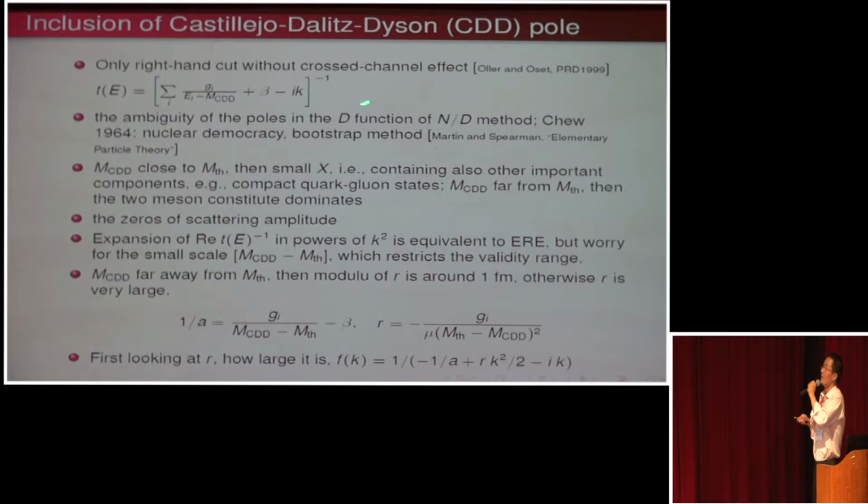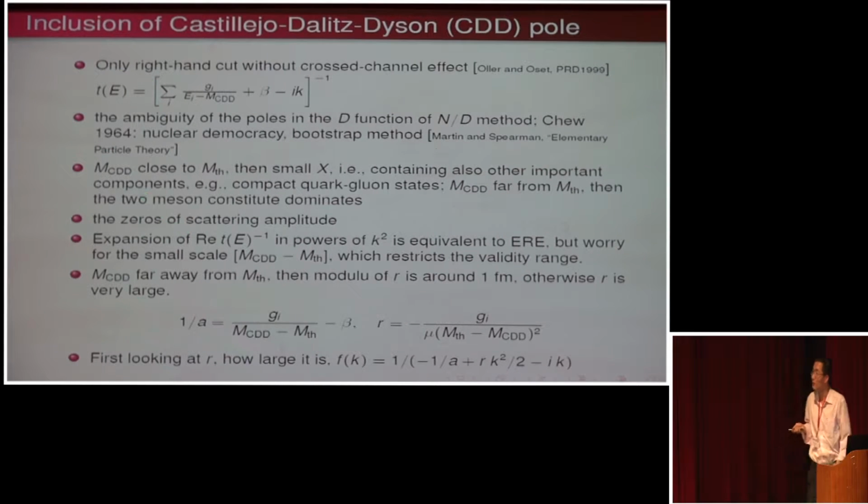It's still hard to understand this. I will say that the CDD pole is a zero of the amplitude t. Because you see, if E equals m_CDD, here will go to infinity, and 1 over infinity is 0 of t. At that point, it is the manifestation of the elementary particles.